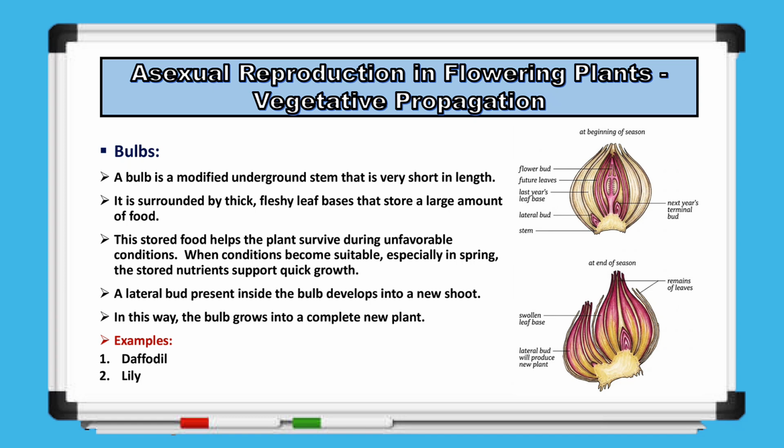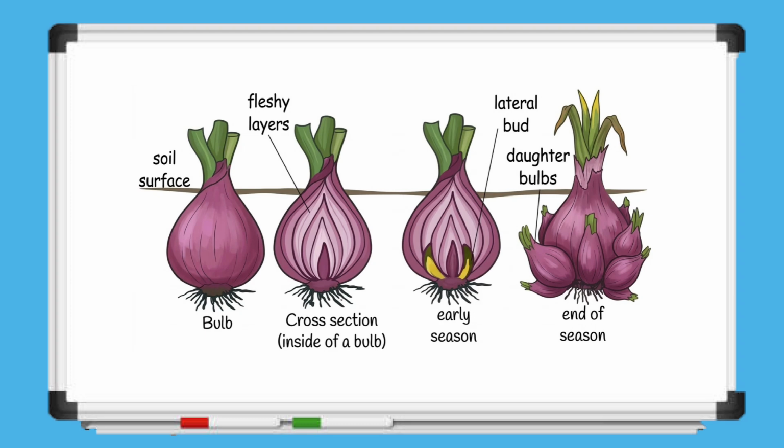The stored food in the bulb supports the growth and development of the new plants, allowing them to survive and grow even after periods of dormancy. Moreover, onion is also an example of vegetative propagation by bulbs. The onion bulb, a modified underground stem, stores food in its swollen leaf bases, providing nutrients for bud growth.